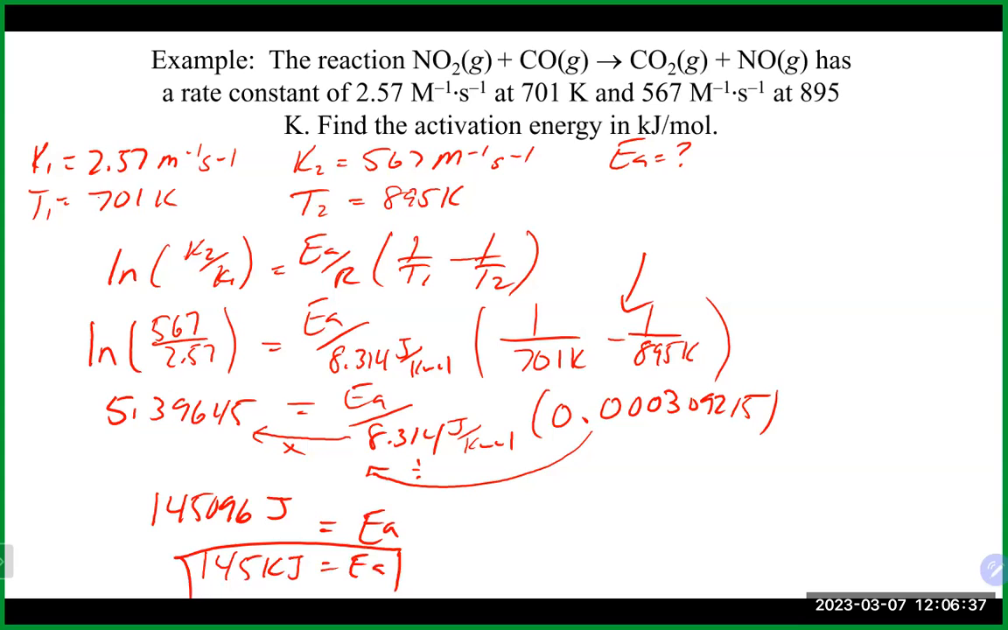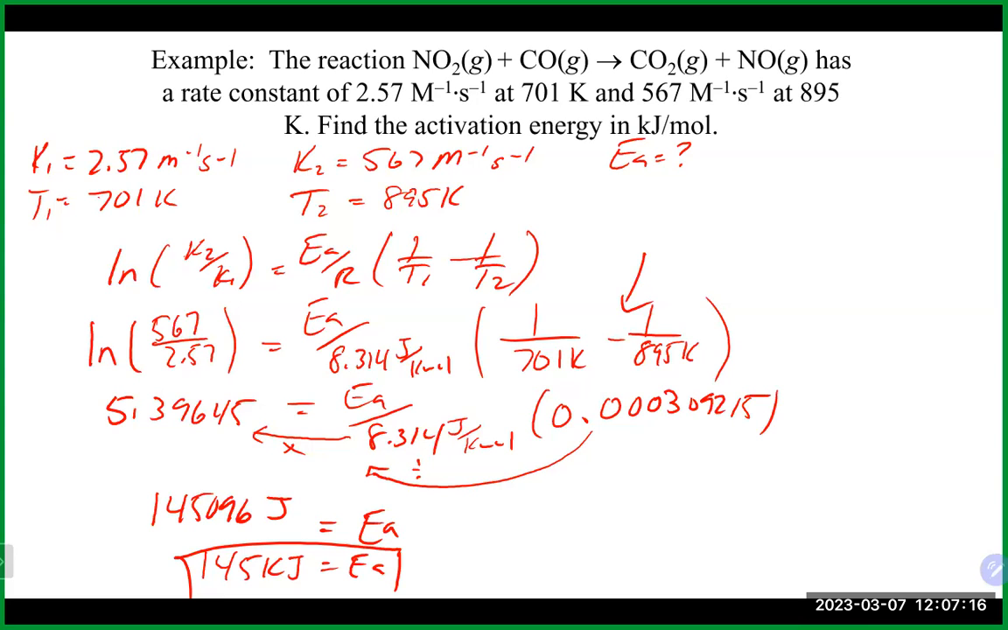Any questions on that calculation there? It doesn't matter which one you call K1 or K2, as long as you keep the K and the temperatures together. Whichever one you call K1, the appropriate temperature should be temperature 1 and vice versa. As long as you keep them together, they should work out the same. In general, most people just call the first one that comes first the first one.